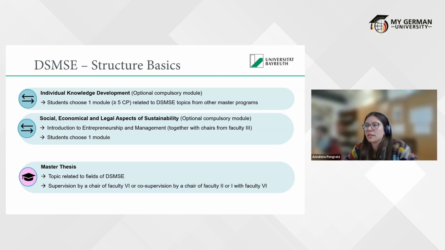Other than that, we want you to have some knowledge on the social, economic, and legal aspects of sustainability. For that, you will get an introduction to entrepreneurship and management, where you can choose one module from currently 5 modules that are offered. And the last topic will be the master thesis, which you can also do in Faculty 6 with the co-supervision of Faculty 1, Faculty 2, or Faculty 6. So again, engineering sciences, biology, chemistry, physics, mathematics, informatics in this kind of field.